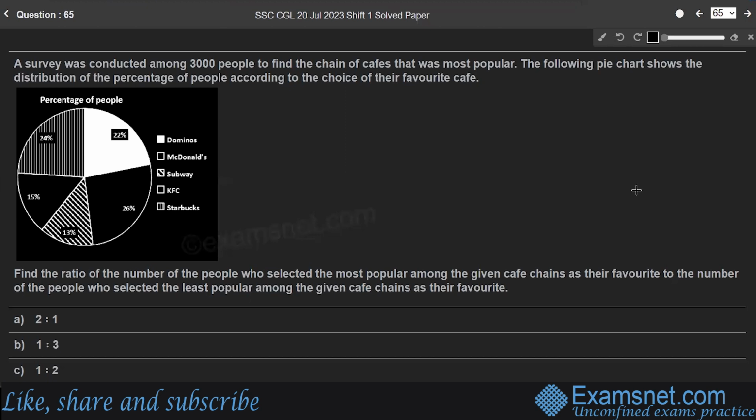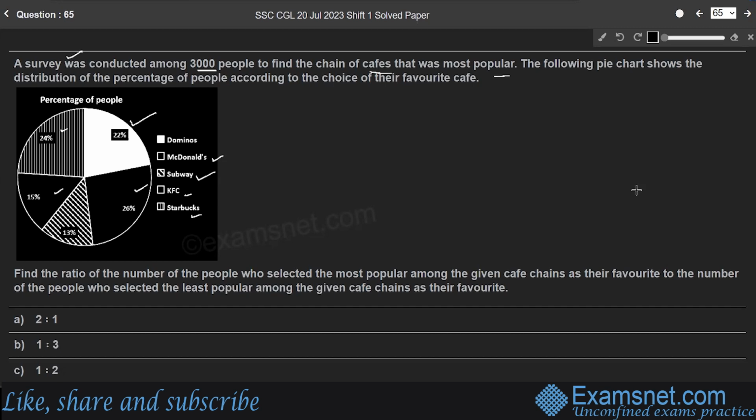Question 65. A survey was conducted among 3,000 people to find the chain of cafes that was most popular. The following pie chart shows the distribution of percentage of people according to the choice of their favorite cafe. Here, 22% people selected Domino's as their favorite cafe, whereas 26% selected McDonald's. 13% selected Subway, 15% selected KFC, and 24% selected Starbucks as their favorite cafe, right?